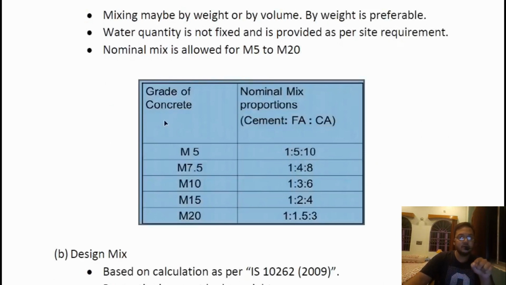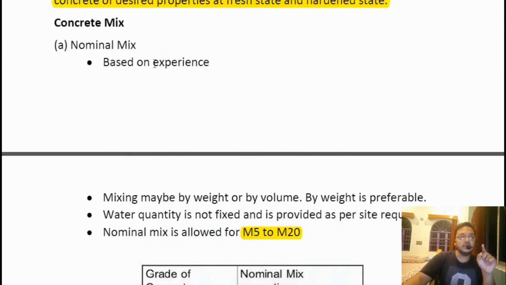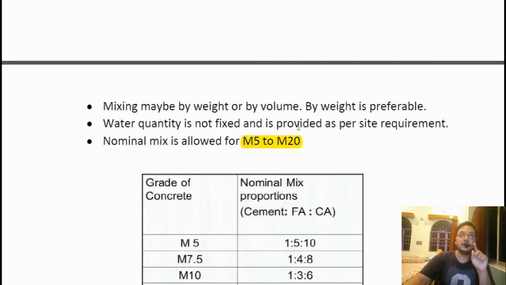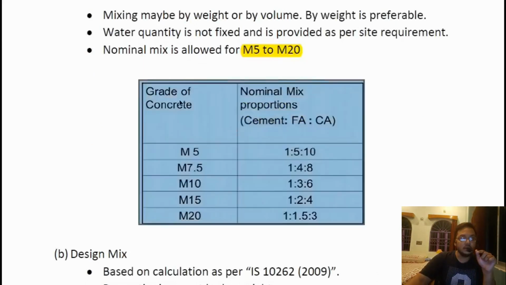In this particular table you can see five different grades of concrete, that is from M5 to M20, and you can also see that nominal mix is allowed from M5 to M20. Within these grades of concrete only you can allow the nominal mix, that is based on your experience, and that totally depends on your good guessing power and your idea regarding the amount or the proportions of the various constituents. So look onto this table.